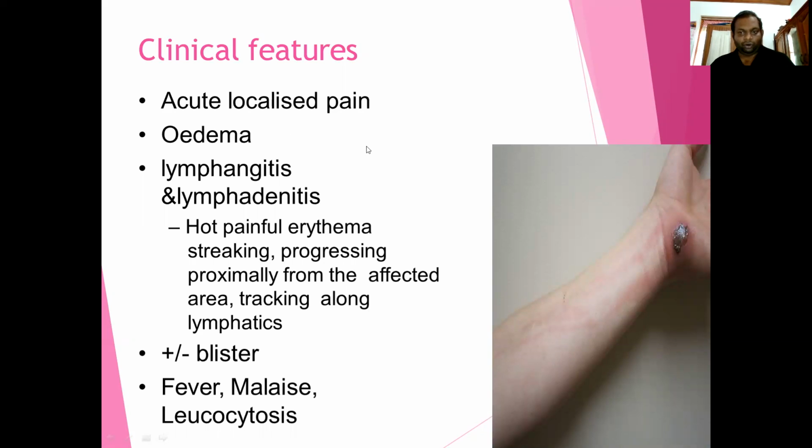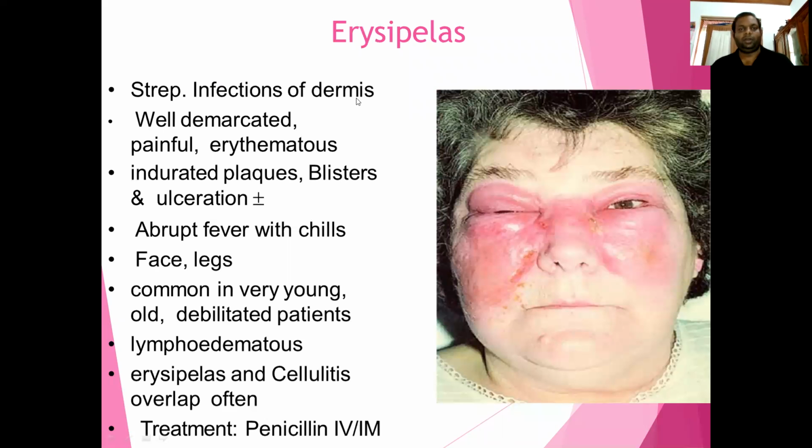Clinical features: acute localized pain is there. Lymphadenitis can be seen. Hot, painful erythema with streaking, painful erythematous streaking progressing proximally from the affected area, tracking along lymphangitis and lymphadenitis, that is the lymph nodes. Maybe blisters, plus or minus. The patient presents with fever, malaise, and leukocytosis if we do hematology.